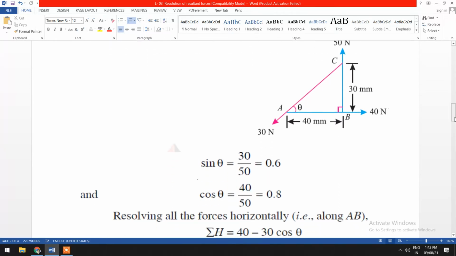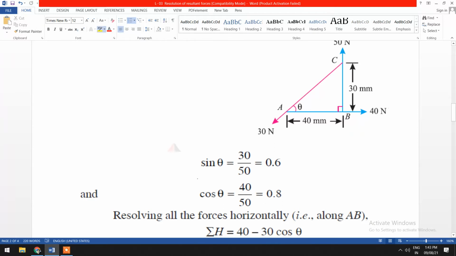So how could we find it? Here we can see this figure. The length of line AB is 40 mm, and the length of line BC is 30 mm. So we can easily find the length of line AC. This is the hypotenuse of the right angle triangle. To find this length we can use the Pythagoras theorem: under root 30 square plus 40 square. On solving, the value we get is 50.